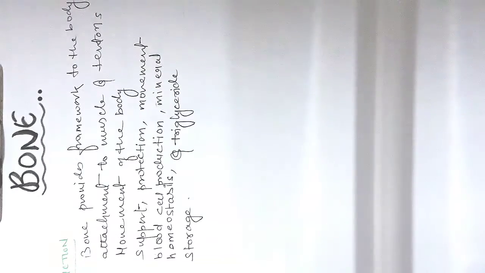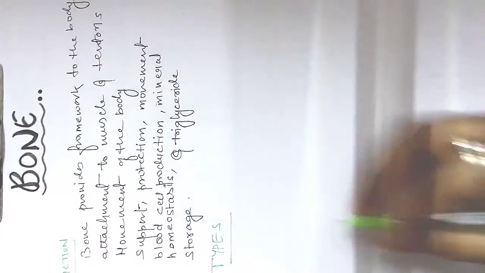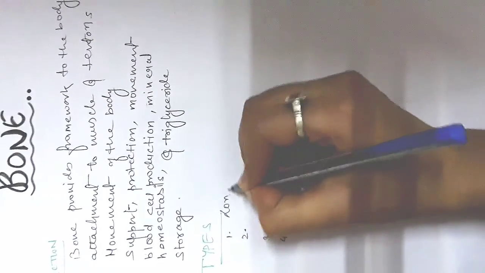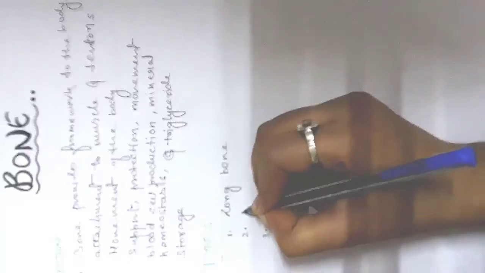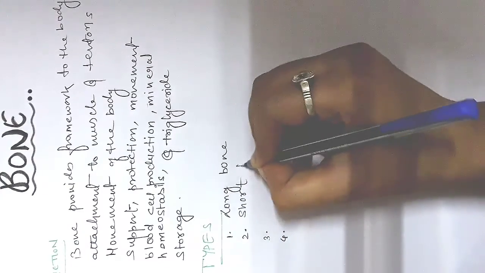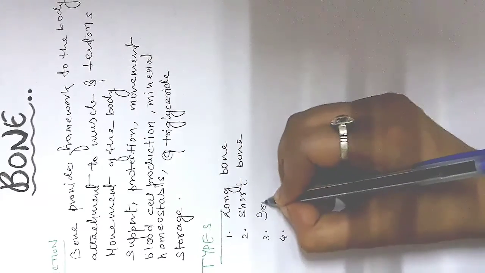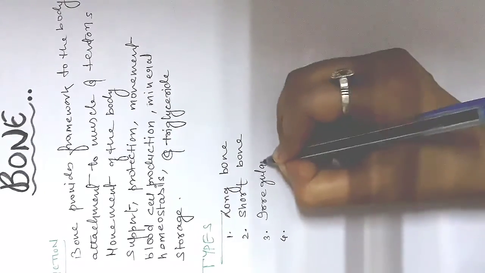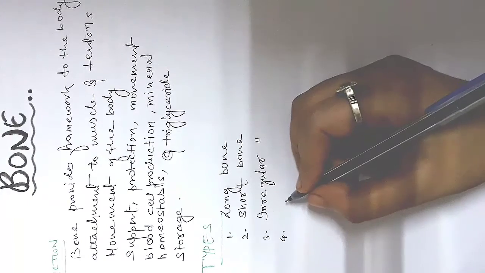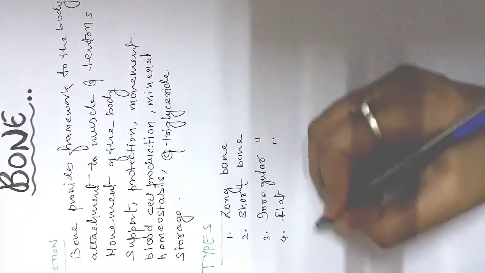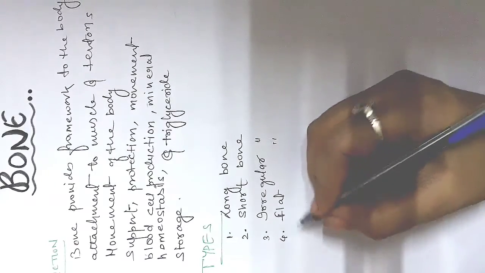Next we will see the types of the bone. The first one is long bone, then short bone, then irregular bone, another one is flat bone, and the last one is sesamoid bone.